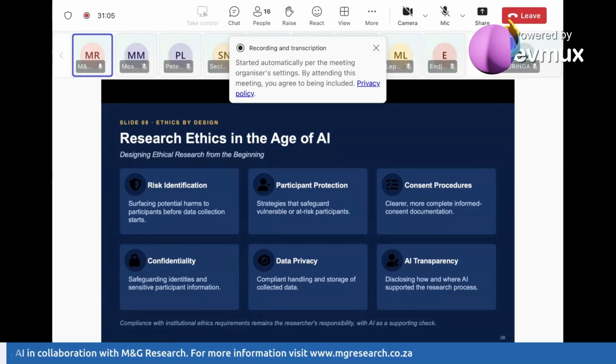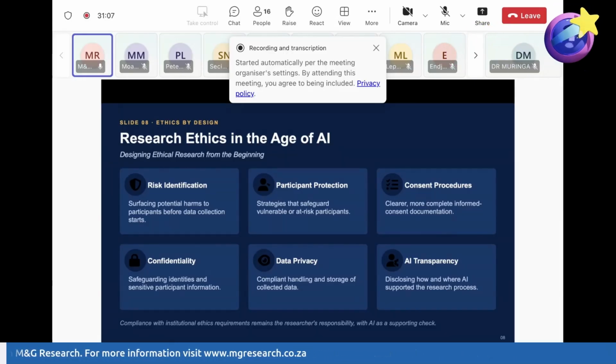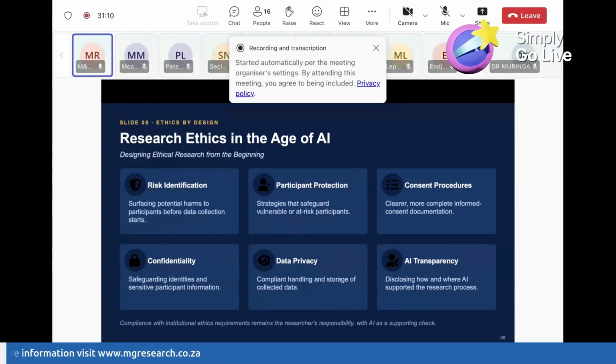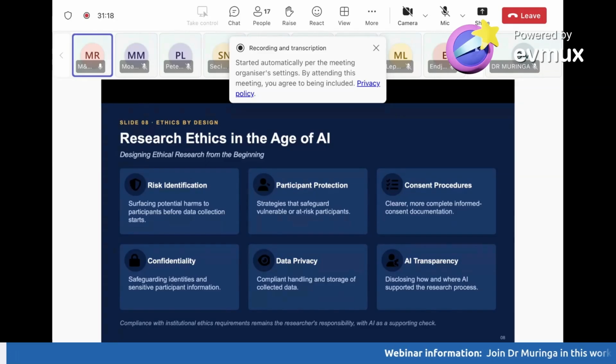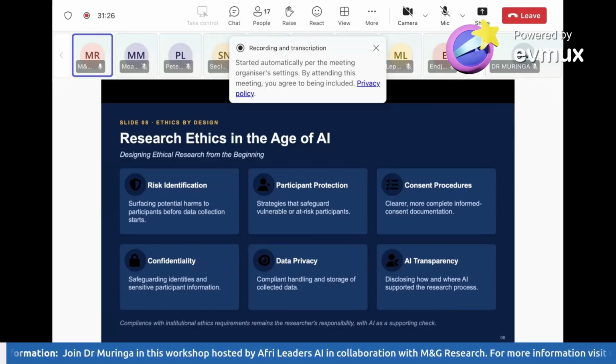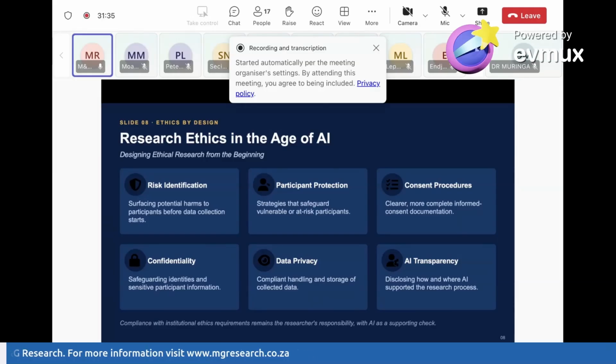It comes in handy as well where we're designing ethical research from the beginning, when we're talking about identifying risk, when we're talking about participant protection, consent, confidentiality, data privacy, and AI transparency, all these compliance metrics, right? AI can actually help you to fill in that aspect within your research proposal without stressing too much, right?